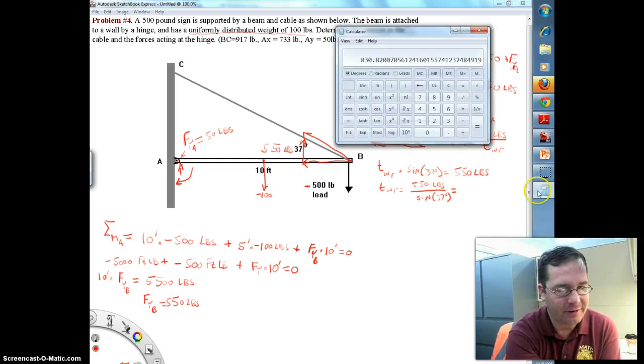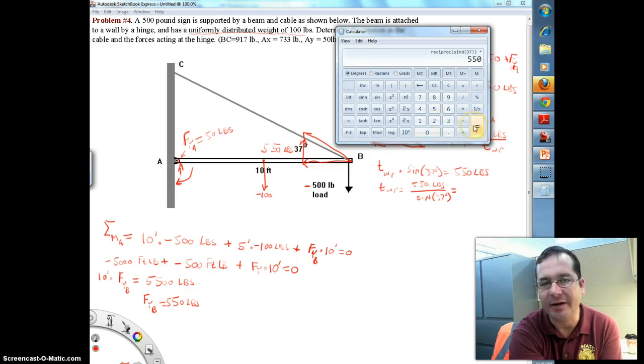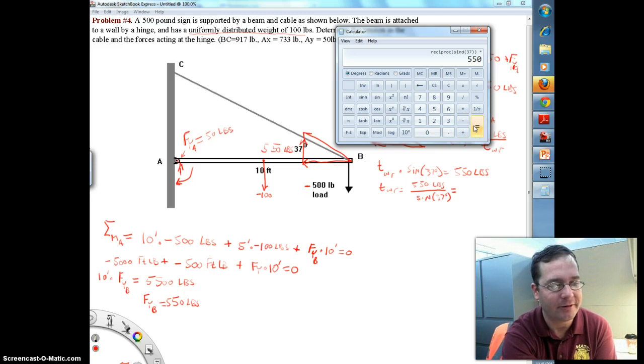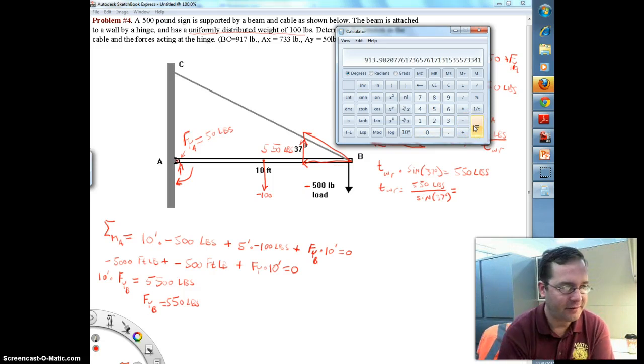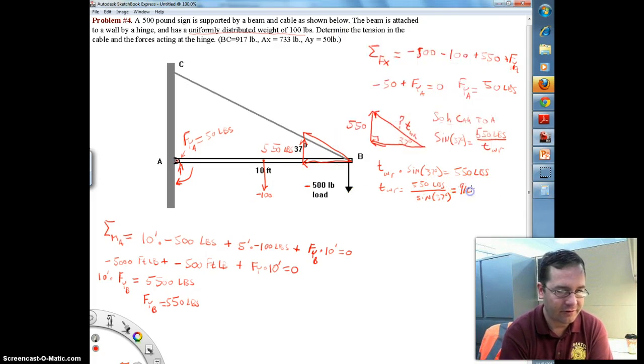Now, from a practical standpoint, it's probably easier to deal with the sine function first. So I'm going to say 37, I'm in degrees mode, I take the sine, and now I'm going to use the 1 over x key and multiply that by the 550. So if we take the reciprocal, we can multiply. Dividing by a number is the same as multiplying by its reciprocal. And I find that the tension in the wire rope is about 914 pounds, which agrees well with the answer given in the key. There may be some slight rounding differences, but that's pretty darn close.